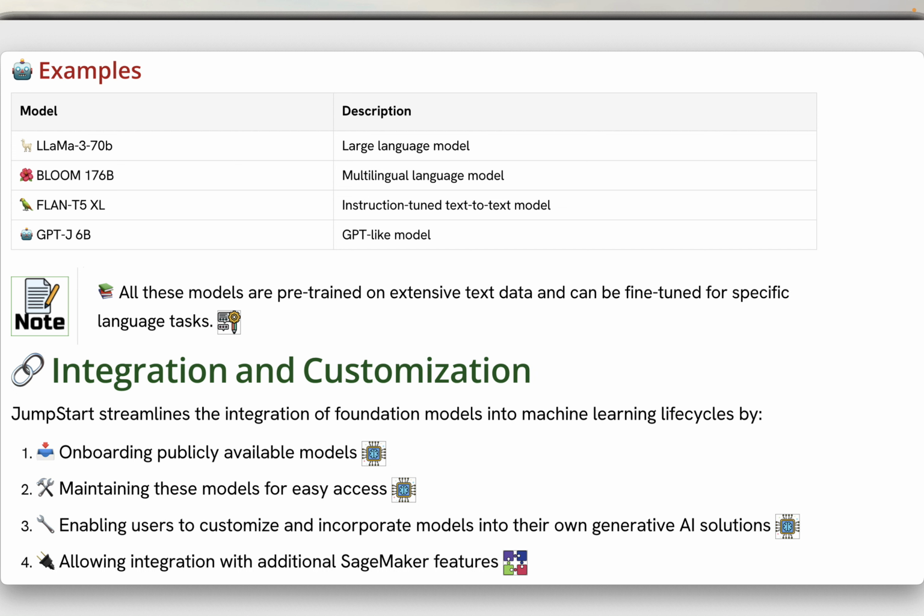And integration and customization. Jumpstart streamlines the integration of foundation models into machine learning life cycles by onboarding publicly available models. You can maintain these models for easy access, enabling users to customize and incorporate models into their own generative AI solutions, and allowing integration with additional SageMaker features.